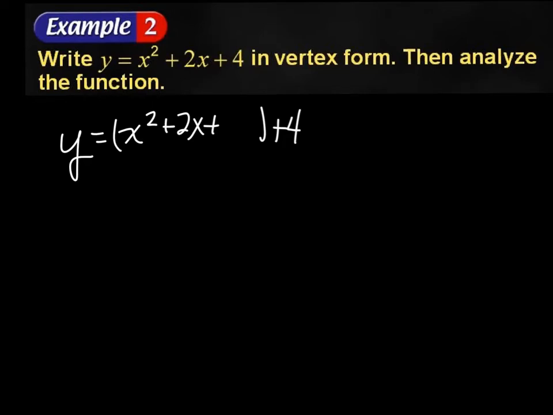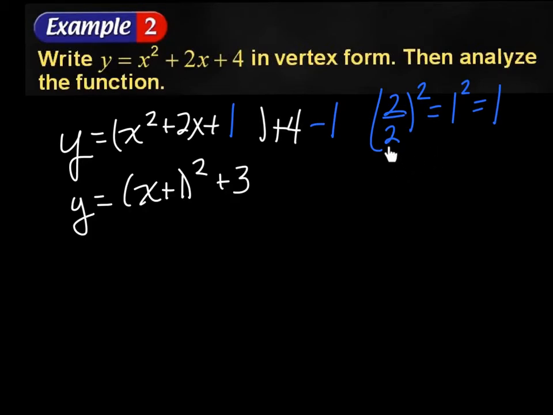So we're going to have to use completing the square to put it into vertex form. I'm going to take the coefficient of x, divide by 2, and square it. 1 squared is 1. I'm going to add 1 inside the parenthesis, but then I have to subtract 1 on the outside to keep my equation balanced or equivalent to what I had.